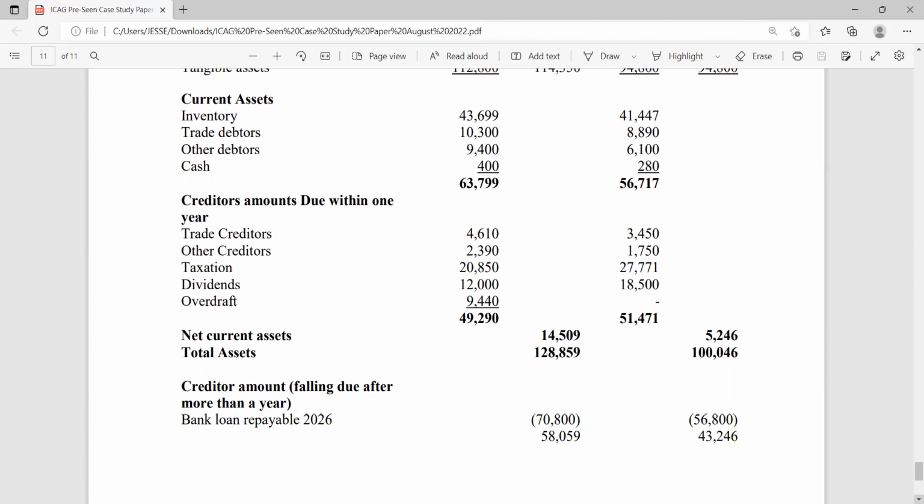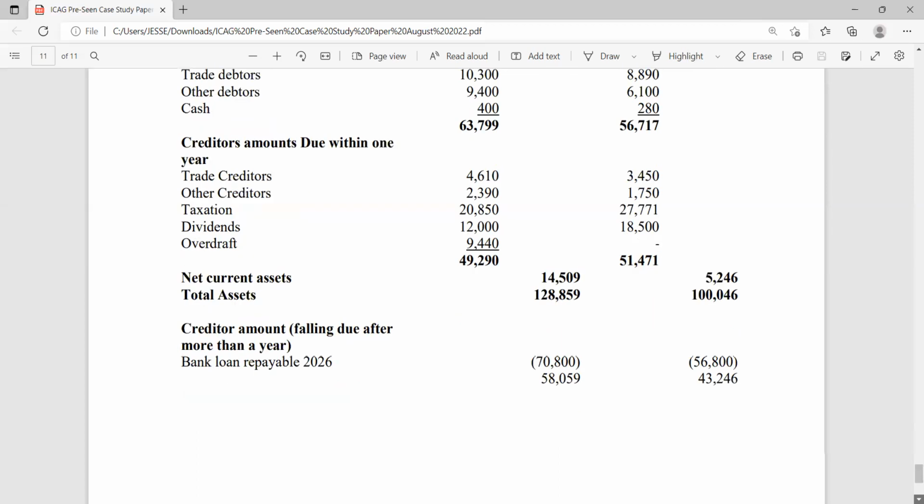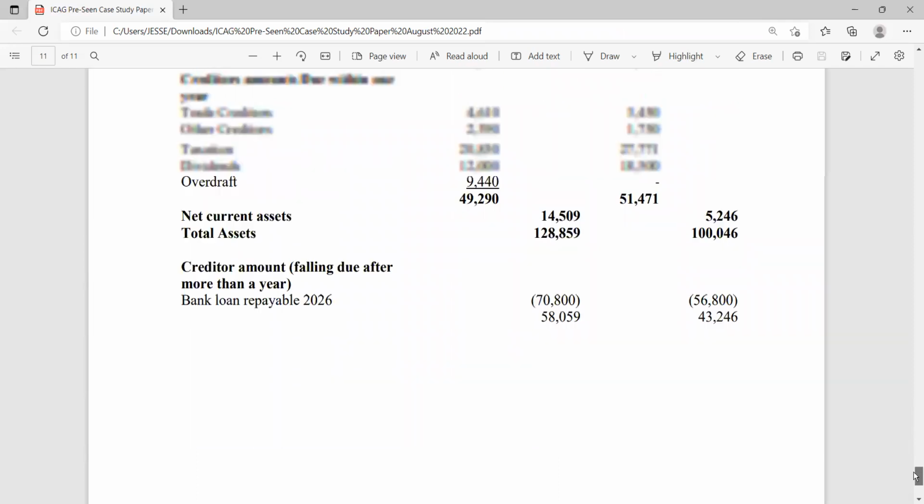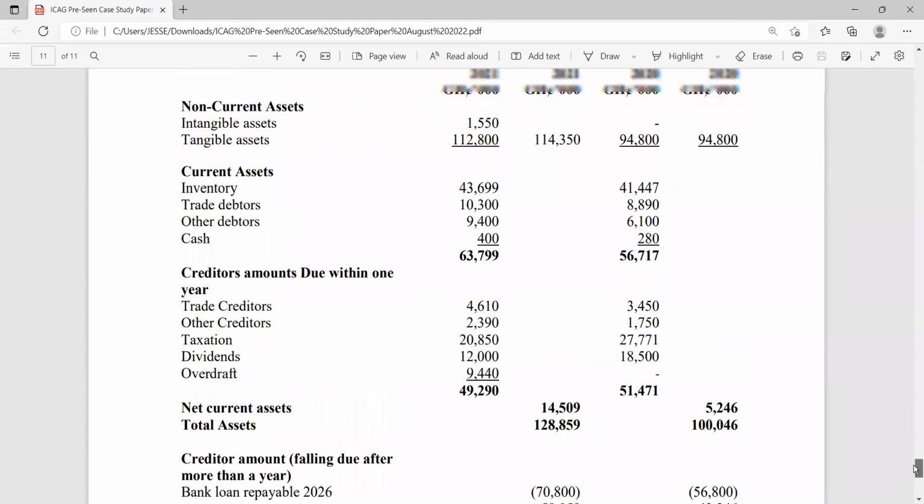Bazar also has an overdraft. They have an overdraft. Very, very important. Now, there's a bank loan as well. A bank loan that's repayable 2026 of about, I think, the 70 million. But it seems like Bazar Company Limited has a huge cash reserve, and so that's a good thing.